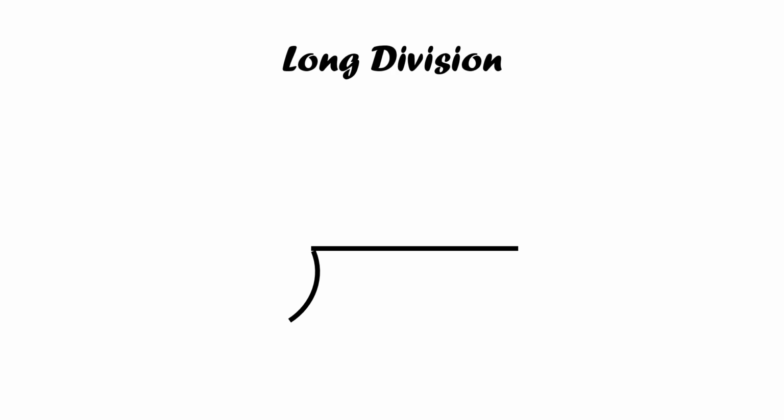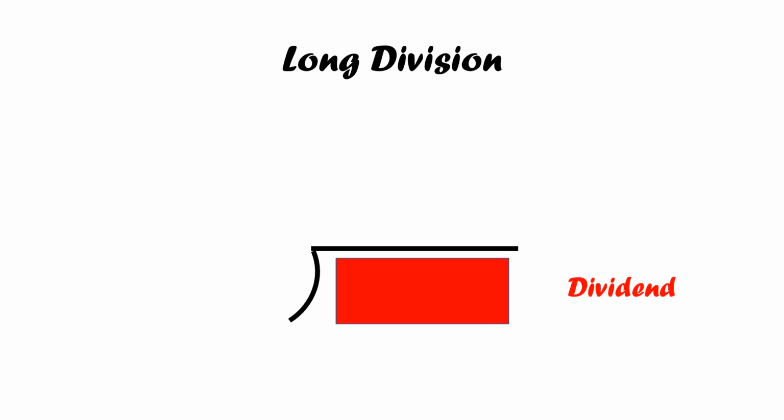Let's remember together that we use this symbol for the long division. And this symbol has three main areas. The area under the horizontal line is for the dividend, the area left to the curved line is for the divisor, and the area above the horizontal line is for the quotient.